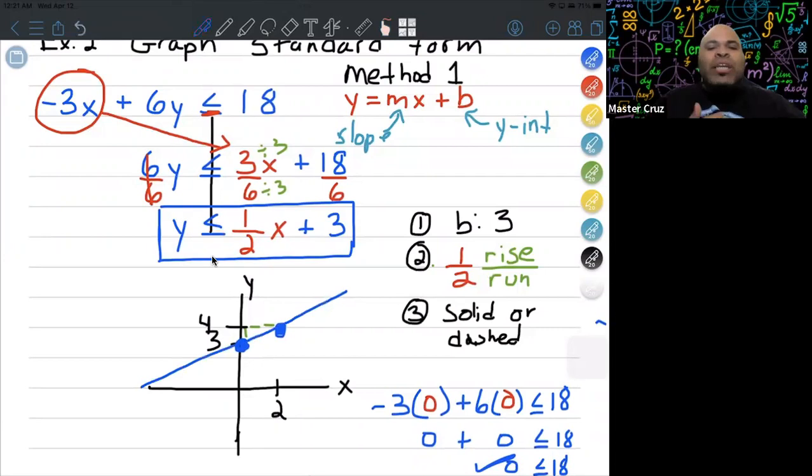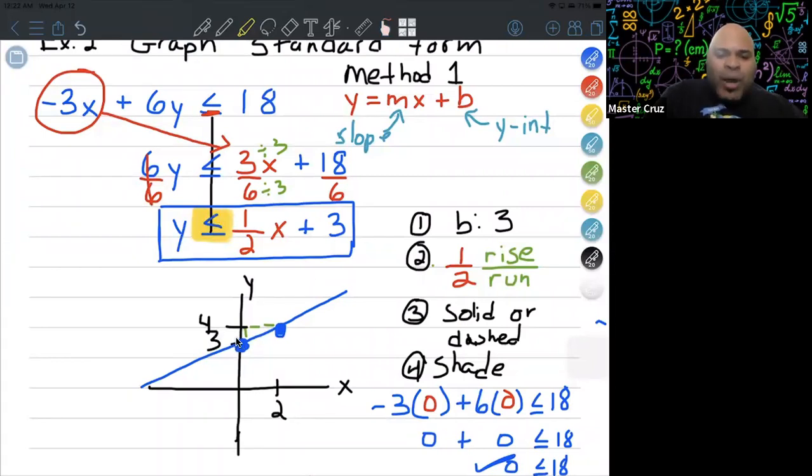But then we need to shade a region. Are we going to shade above, or are we going to shade below? There's 2 different ways of knowing, right? So the 4th step is shading. Okay. How do we know which side to shade? Well, I'm going to look at the inequality sign. And the inequality sign says y is less than or equal to. So y has to be less than.